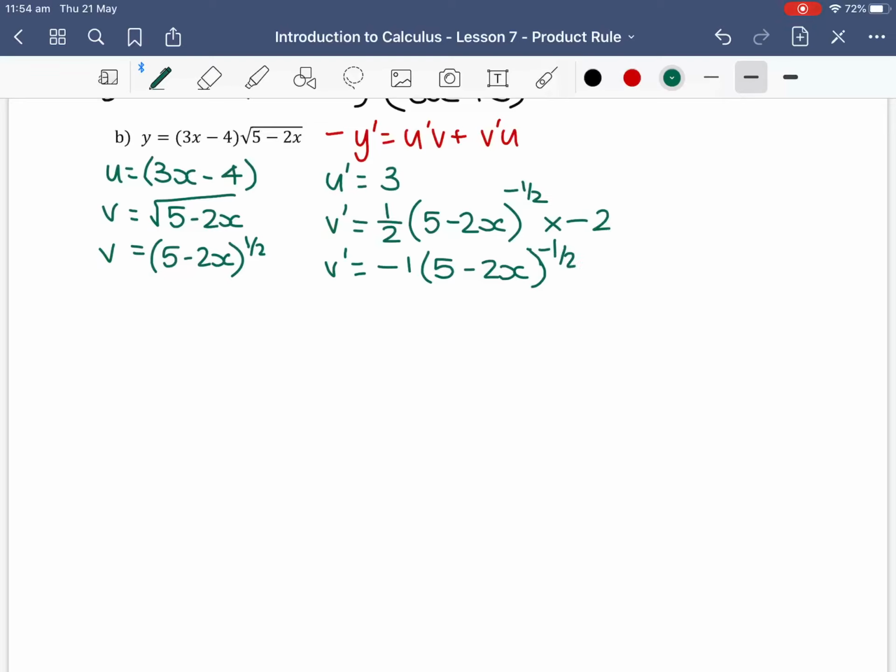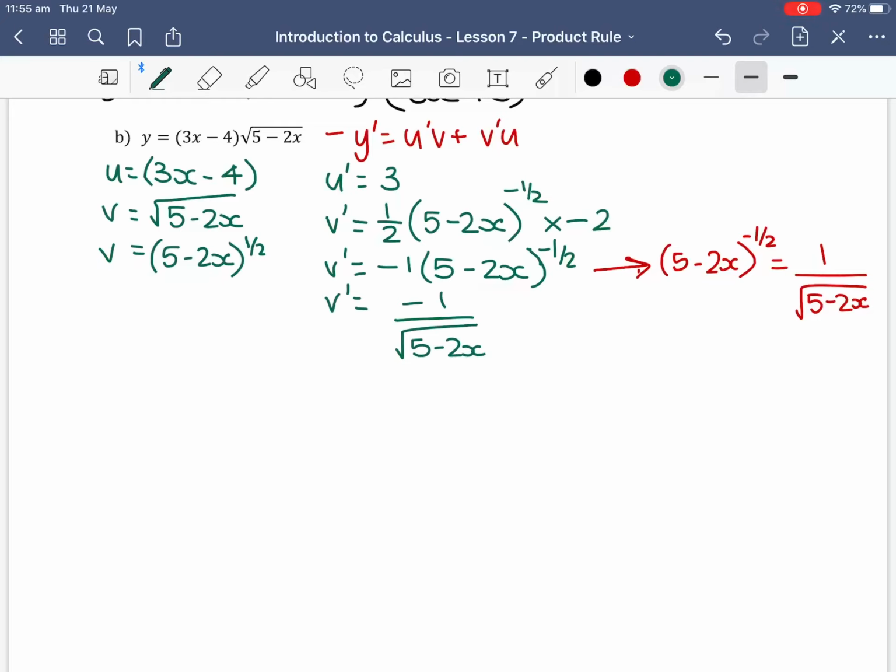all to the power of negative a half. And so we know that our 5 minus 2x to the power of negative a half equals 1 over the square root of 5 minus 2x. So that means v dash equals minus 1 over the square root of 5 minus 2x. Okay. So then we can substitute these into our equation.